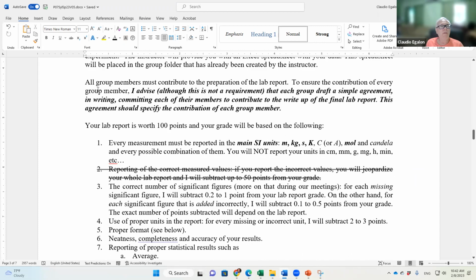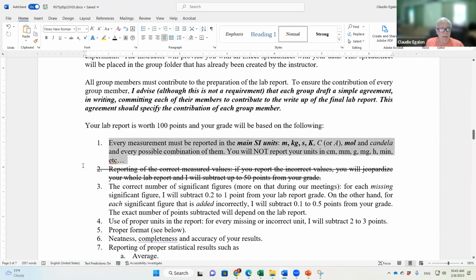To ensure the contribution of every group member, I advise that each group draft a simple agreement in writing, committing each of their members to contribute to the write-up of the final lab report. This agreement should specify the contribution of each group member. Okay, your lab report is worth 100 points, and your grade will be based on the following.